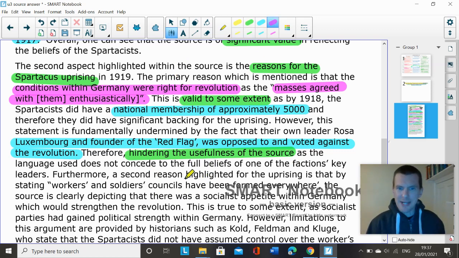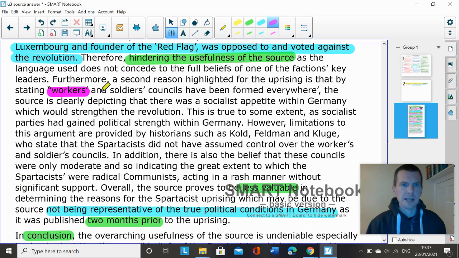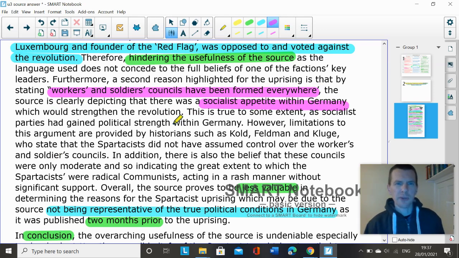Furthermore, a second reason highlighted for the uprising is that by stating, let's scroll down, "workers and soldiers' councils have been formed everywhere," the source is clearly depicting that there was a socialist appetite within Germany which would strengthen the revolution. Now, this is a similar point, I think, to the first one, and that's a slight weakness of this answer. But again, they've picked something out of the source, they've shown an understanding of what the source is claiming, and they're going to back it up with their own knowledge.